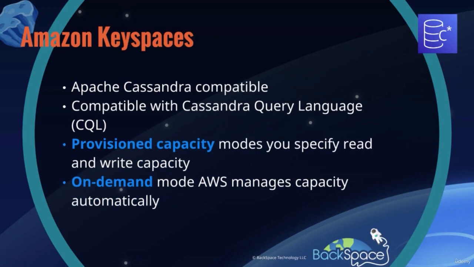Amazon Keyspaces is an Apache Cassandra compatible NoSQL database. It's compatible with the Cassandra Query Language, or CQL. And like DynamoDB, it has two operation modes. The first one being provisioned capacity, where you can specify the read and write capacity. If demand exceeds that, then requests will be throttled. Or you can have an on-demand mode, where AWS will manage that capacity automatically for you.